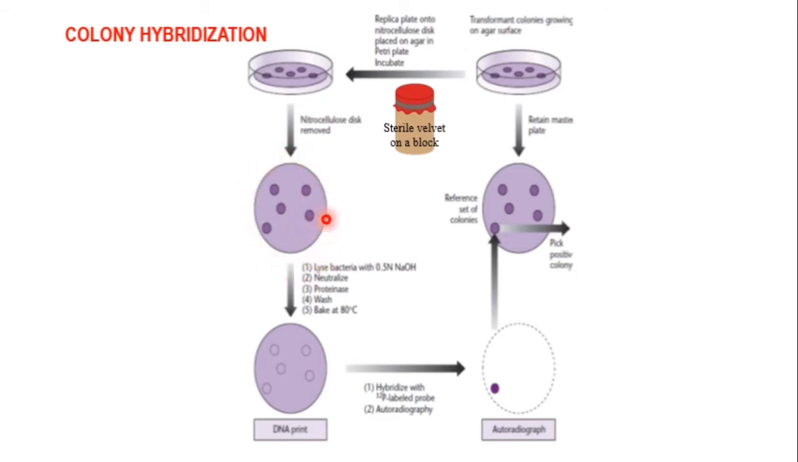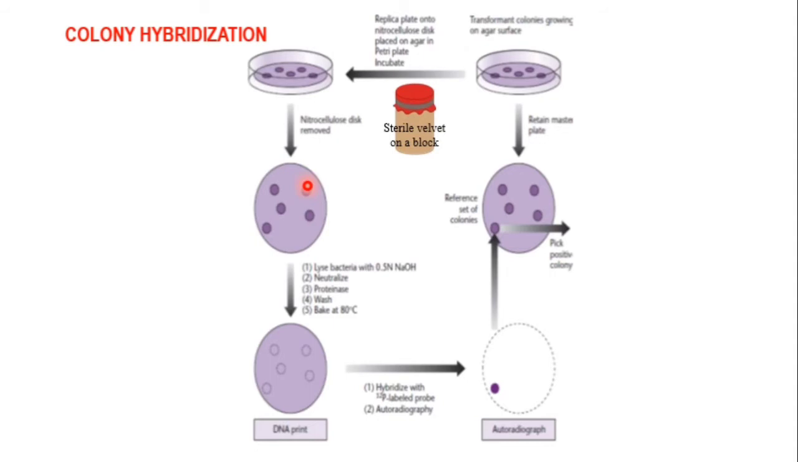Remember that this membrane contains the copy of these colonies. After that, we have to lyse the bacteria using NaOH. The NaOH will rupture the cell membrane of the bacteria, and also denature the DNA of the bacteria, forming single stranded DNA.